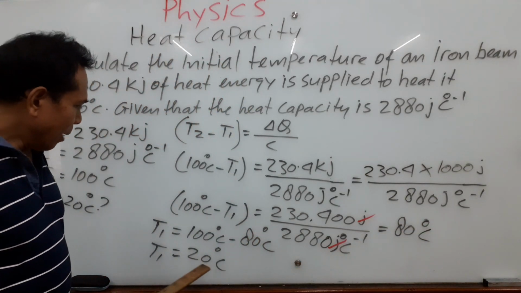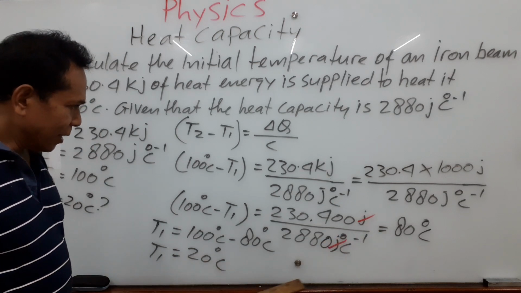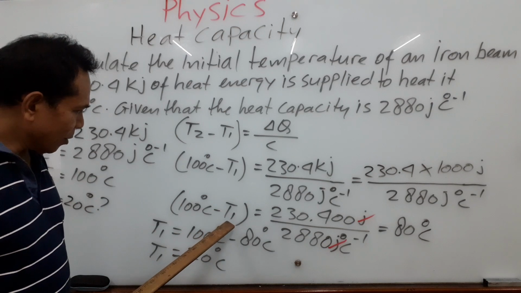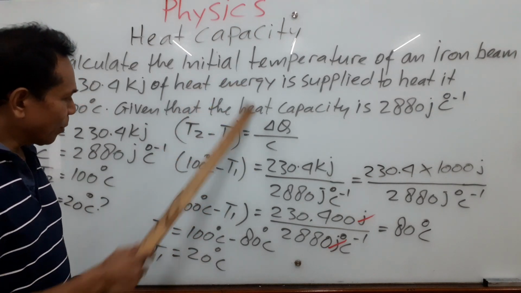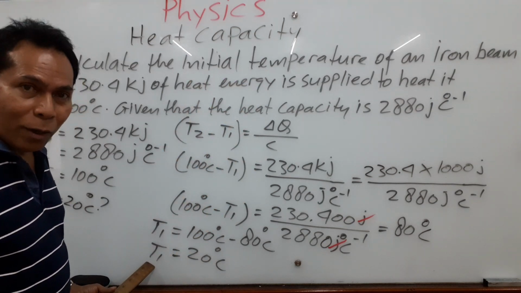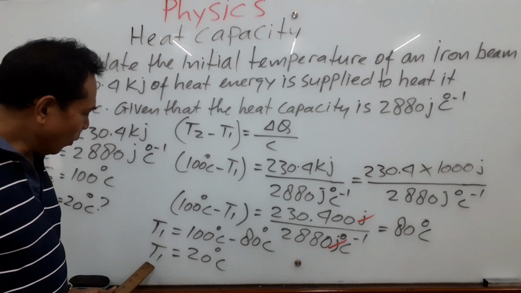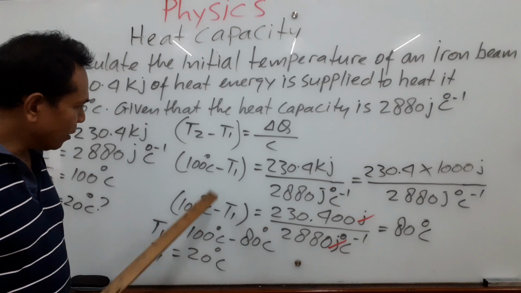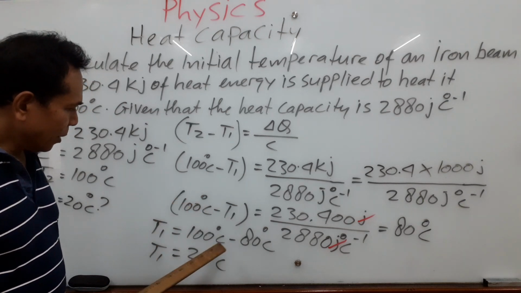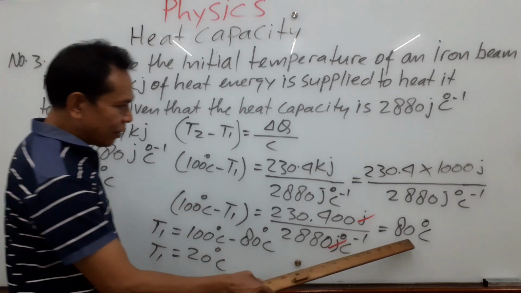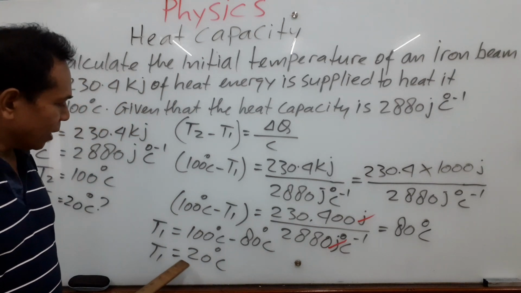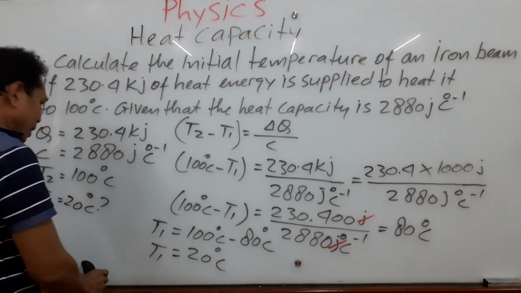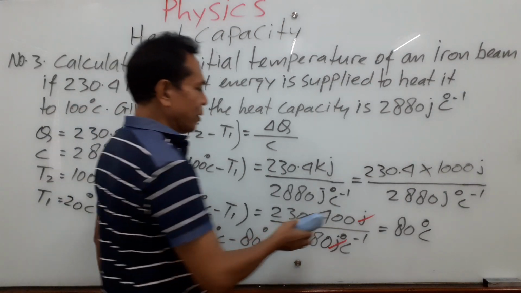Now, we come here, so that is 80 degrees Celsius. Now, they want us to find the initial temperature, so we bring T1 out here to be the subject. So T1 equals 100 degrees Celsius, this is the final temperature, minus 80 degrees Celsius, it's here. So we get T1 is 20 degrees Celsius. Okay, friends, I'm going to erase this, and then we bring one more question, okay?